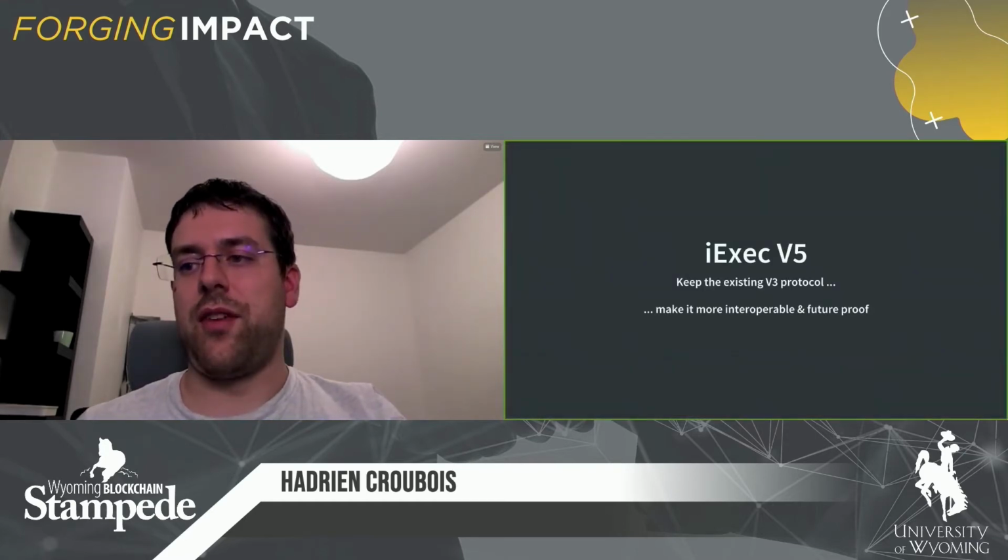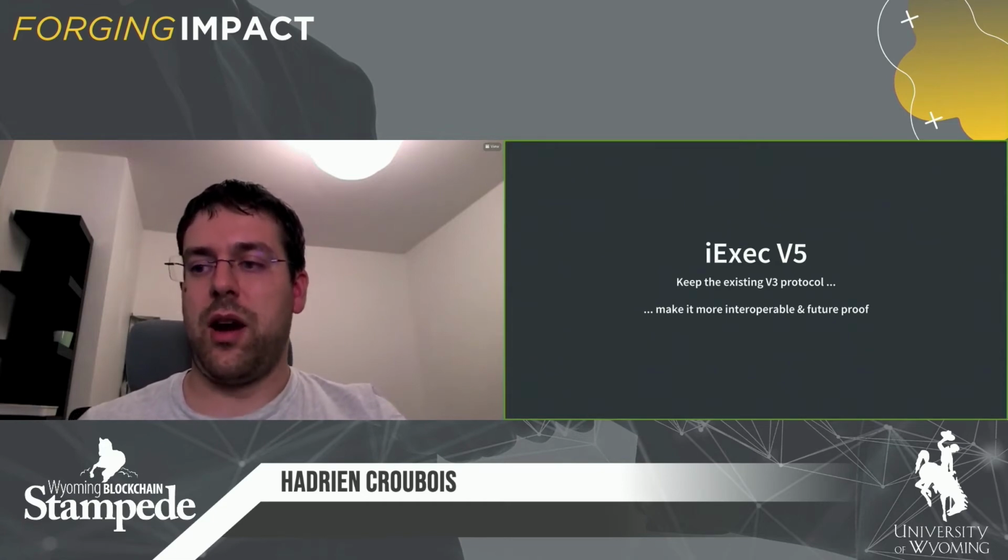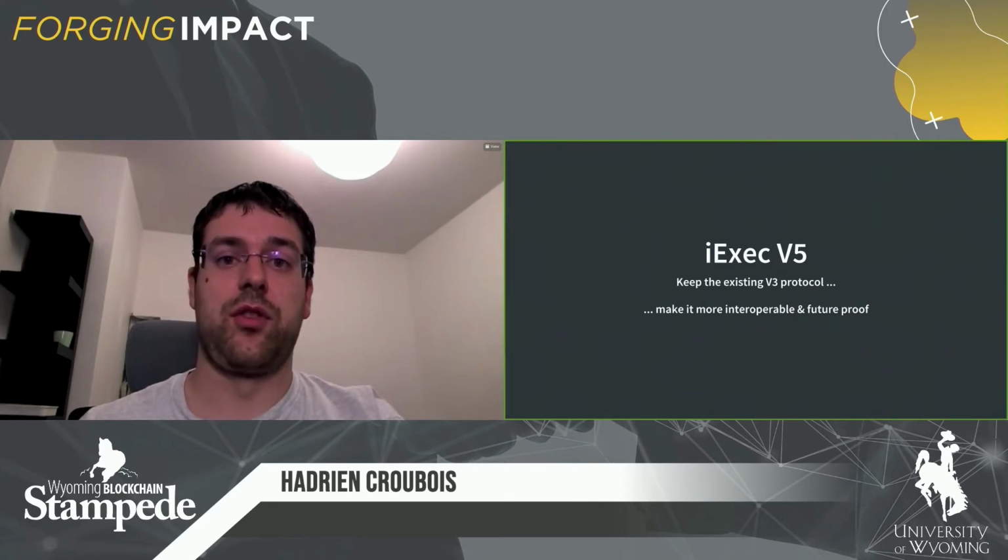So version 5 of iExec. Why do we need a new version 5? Basically, the protocol has been ready since version 3, and there has not been any smart contract update from version 3 to version 4. However, we felt that with this new release, we needed to push things further and improve the composability of our application and make it future proof.